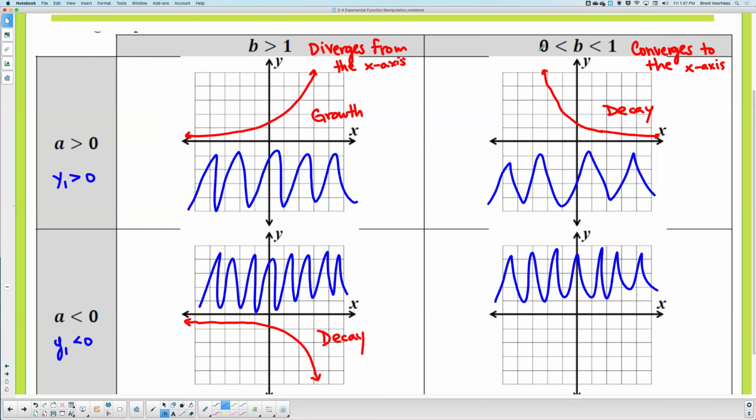And finally, the last one. If your base is in between 0 and 1, meaning it's less than 1, but of course still positive, it will converge to the x-axis. Since we're coming from underneath, converging to the x-axis makes the graph increase. And therefore, if you're increasing, what do we call it? Growth.